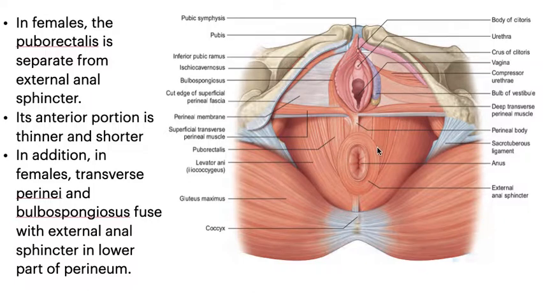In the females, the puborectalis muscle, this is your puborectalis muscle, is separate from the external anal sphincter. This is your external anal sphincter here, and puborectalis, they are separate muscles. The anterior portion is thinner and shorter. In addition, in females, the transverse perineal muscles over here and the bulbospongiosus muscle are fusing with the external anal sphincter in the lower part of the perineum. Can you see? The bulbospongiosus, the transverse perineal muscle, fusing with the external anal sphincter in the female.